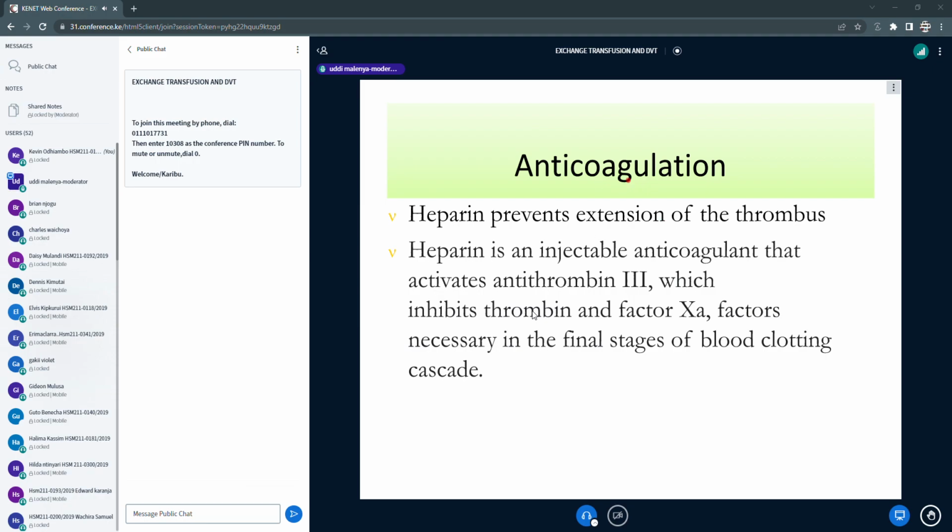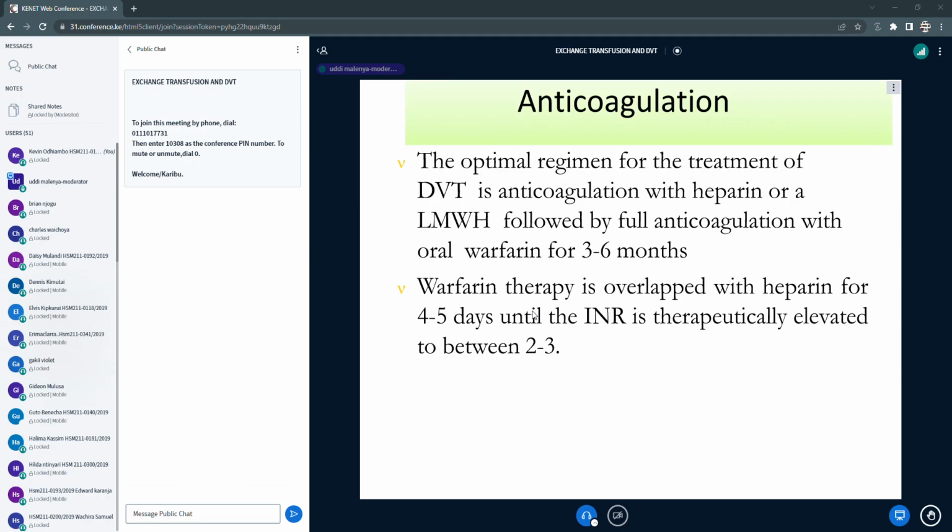Anticoagulation, start with heparin. This one prevents extension of the thrombus. It is usually given subcutaneously. Anticoagulation is use of heparin, and the heparin that we are using is what we call low molecular weight heparin, otherwise called Clexane.